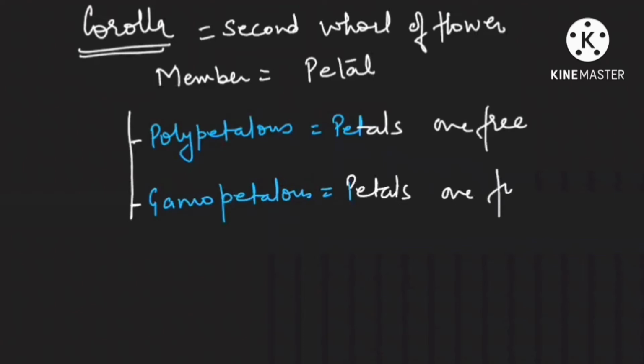Petals are fused. Now, we'll be discussing the examples in detail. Suppose I'm taking the shape of corolla in case of polypetalous. Let me take the case of polypetalous first. In polypetalous conditions, the petals will be of different shapes.